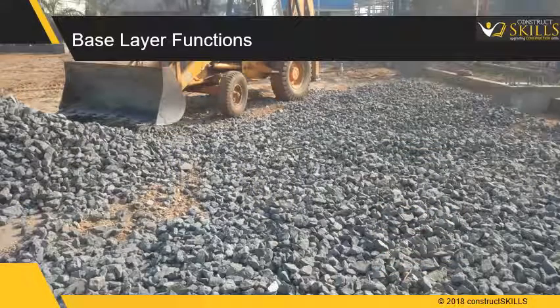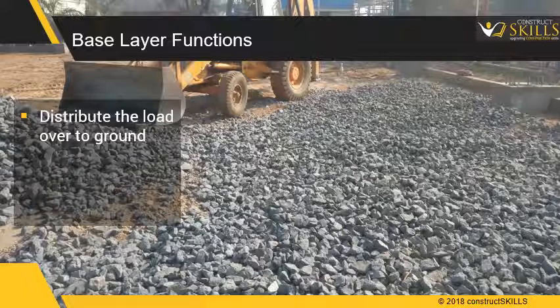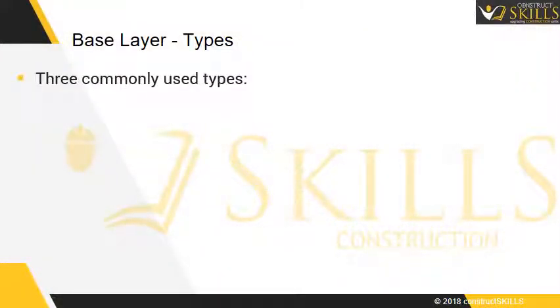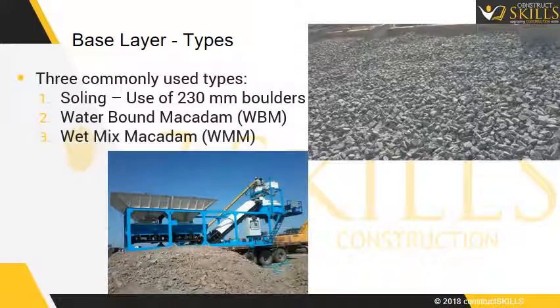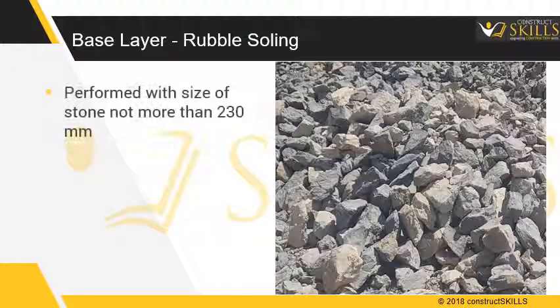Functions of base layer. The primary function of soling is to distribute the load over a soft subgrade. It is done in such a way that there will be no sinking of the road crust into the subgrade. There are three commonly used types of base layers: soling, water-bound macadam, which is WBM, and wet mix macadam, which is WMM.